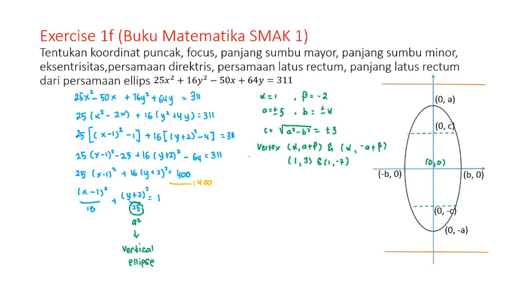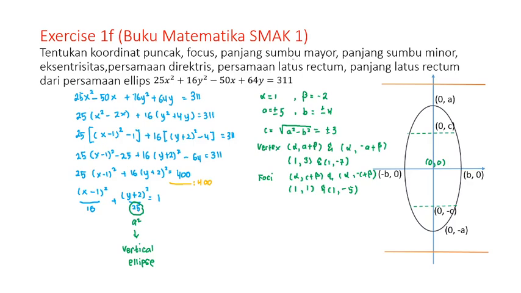What about the foci? For the foci, it will be the same here, but changing it with c. You have c plus beta, and you have minus c plus beta. So it is 1 comma, c is 3, 3 minus 2 is 1, and this will be always the same. Minus c minus 3 minus 2, it's minus 5.